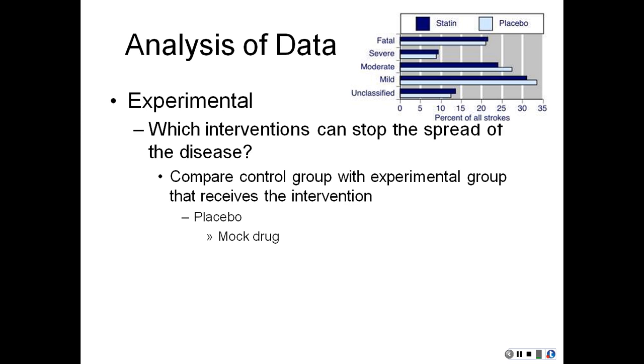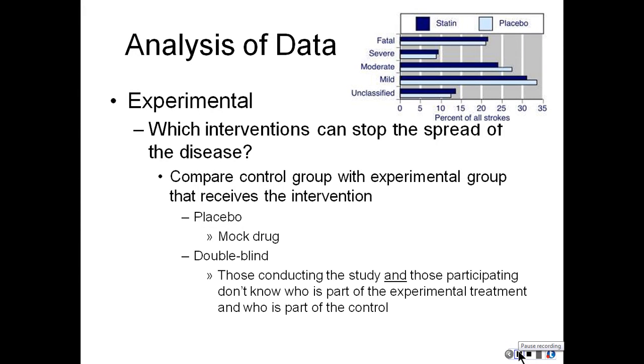And you all know this, I'm sure: a placebo is a pretend drug. When you conduct an experimental study, the best way to do it is double blind. That is when the people doing the study and the people participating as subjects in the study, neither group knows who's actually getting the intervention, maybe the drug, and who is getting maybe the placebo.